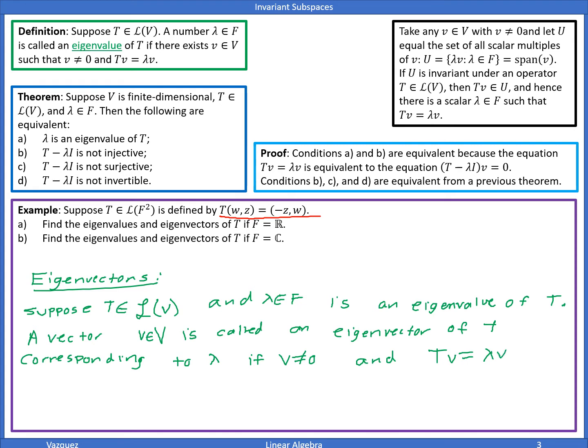So in this case, an eigenvector, all it is, if we have this equation here where T is an operator and lambda is an eigenvalue, well then v is an eigenvector. So this is the eigenvalue, these are the eigenvectors. And lambda is an eigenvalue. So that's what an eigenvector is. If you need, go ahead and pause. I'm going to erase this because we're going to go over the example.